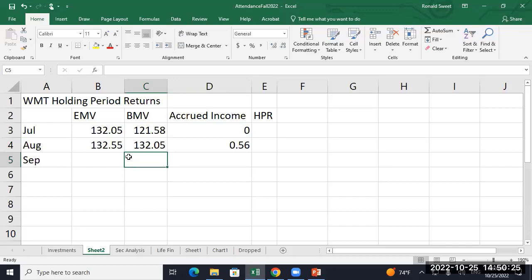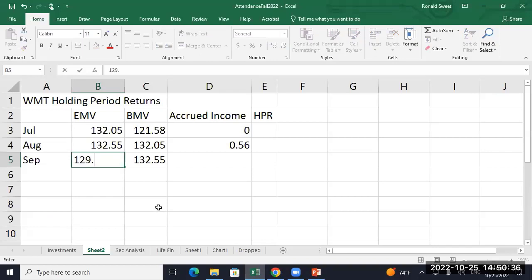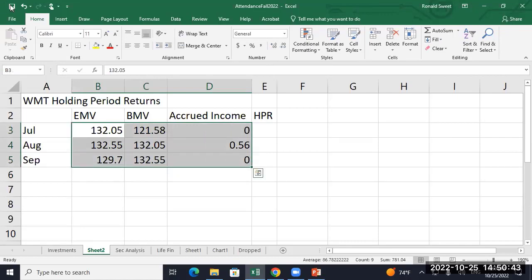And then my beginning market value there is going to be August. And then my September ending, September 30th, 129.70. Didn't have a good September. Y'all see where I'm getting all these numbers? That makes sense.